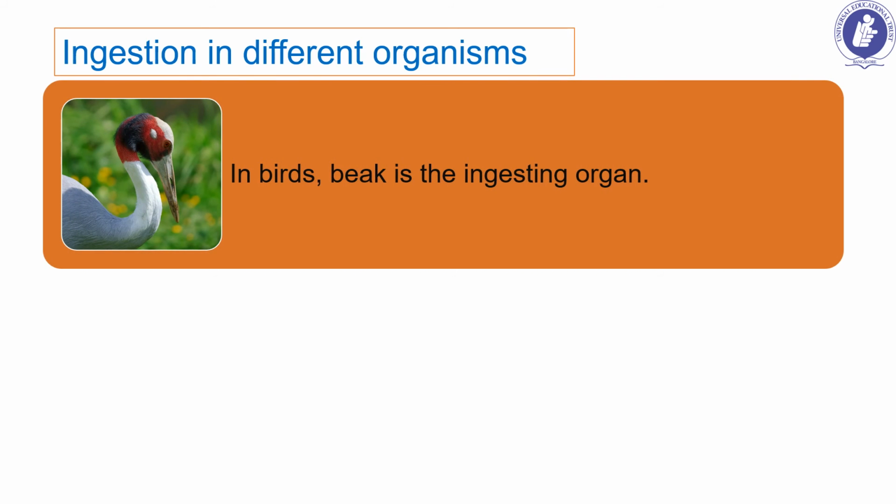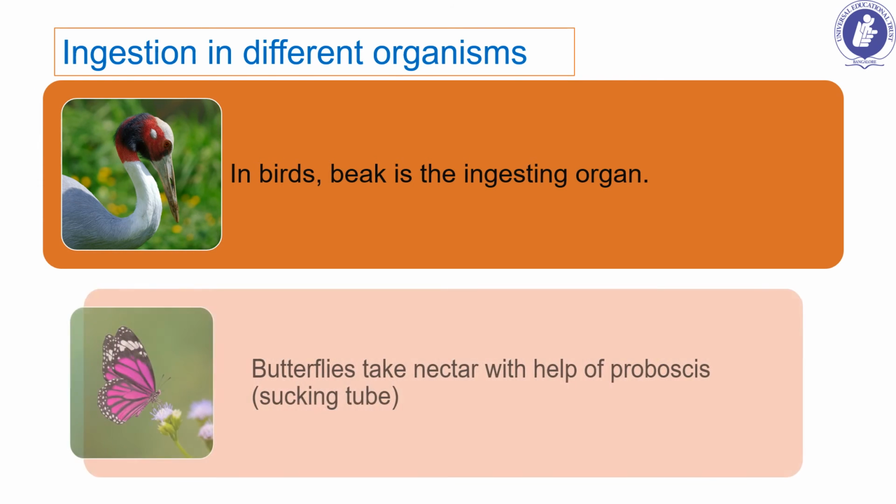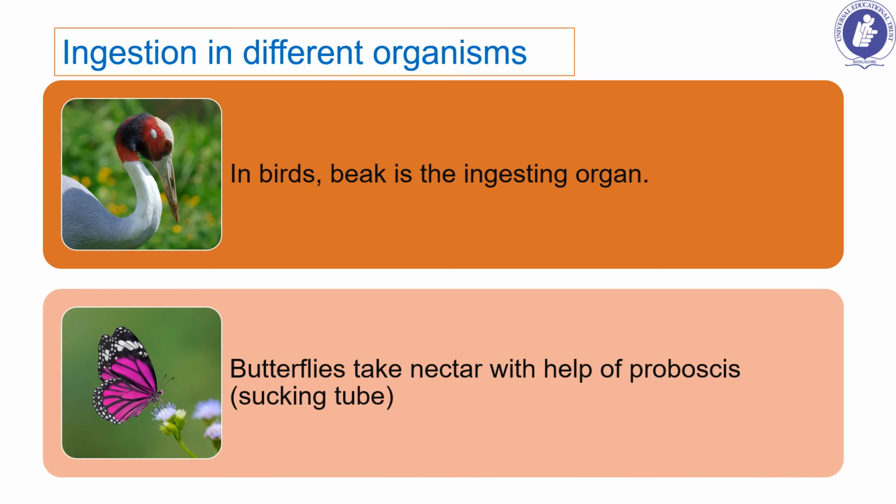In birds, the beak is the ingesting organ, because using the beak, a bird will catch the prey and tear the prey. So the beak is the ingesting organ in birds. Butterflies take nectar with the help of a sucking tube called proboscis. So the ingesting organ in a butterfly is the proboscis.